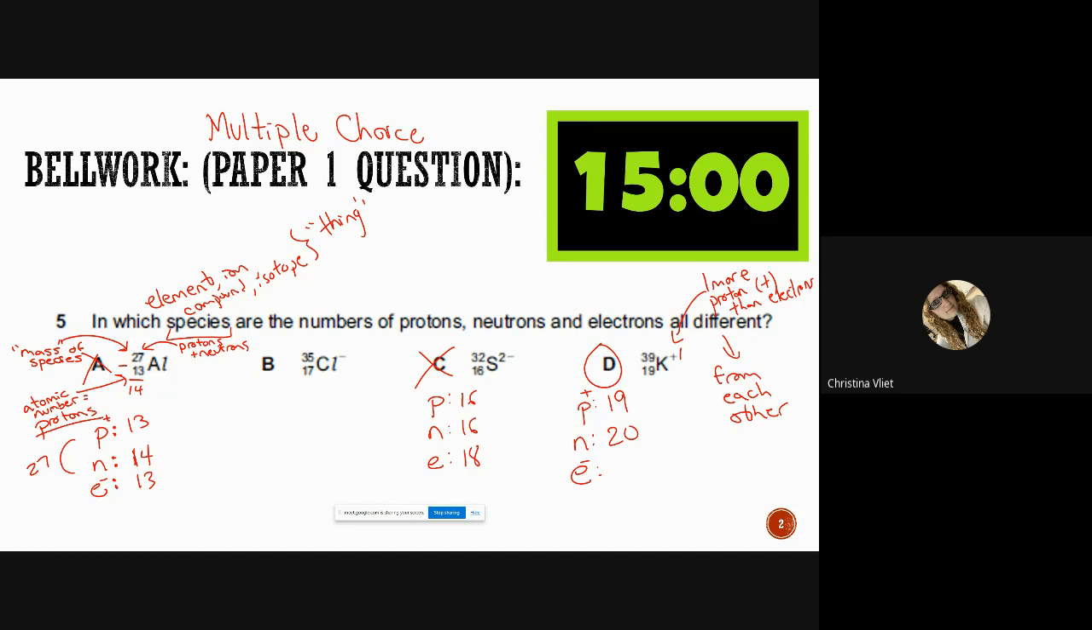So you would subtract 1 when you see plus 1. That's why chemistry is confusing. You actually have one less electron, which is 18. So that's it. All these numbers, 19, 20, 18, are different.